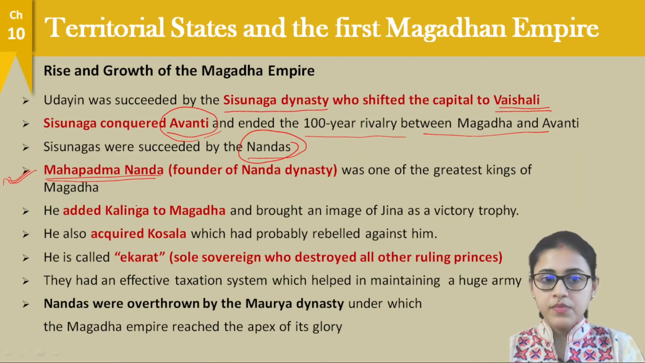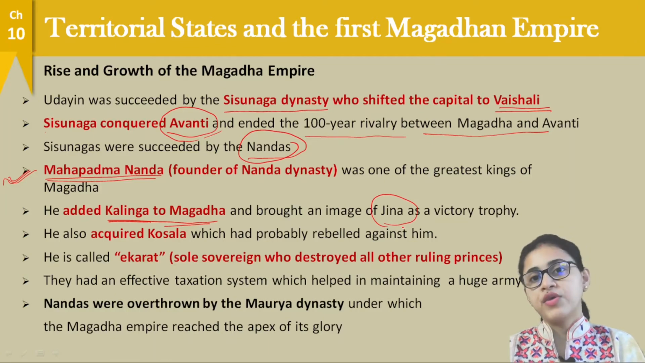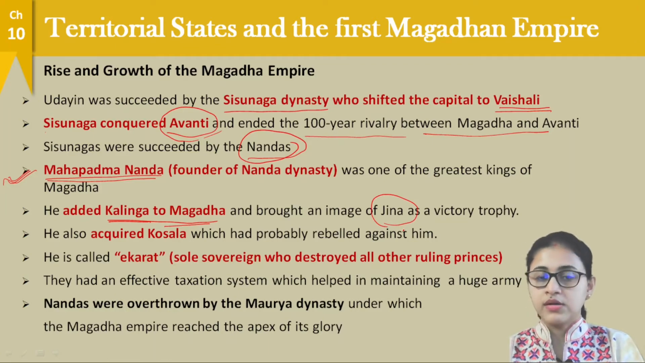Right? Mahapadma Nanda added Kalinga to Magadha, and also brought an image of Jina as a trophy of victory from Kalinga, right? Mahapadma Nanda also acquired Kosala.